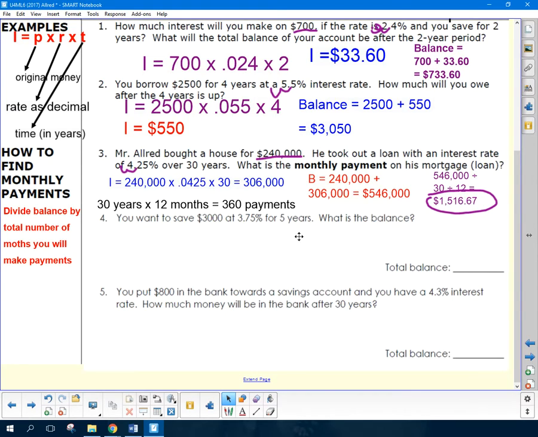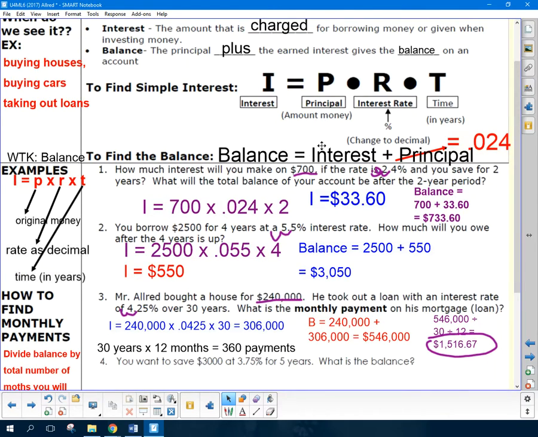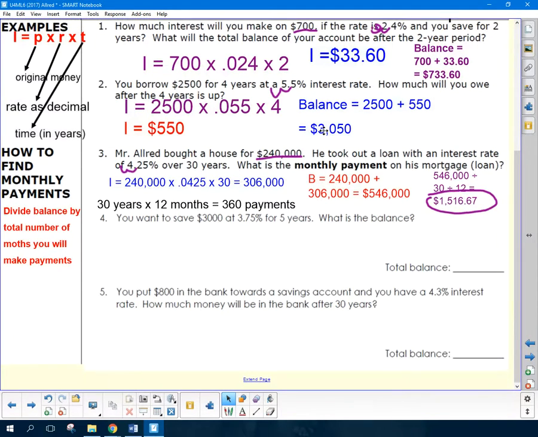That's how you find simple interest on a loan or an investment. You take that formula, I equals P R T, where P is the principal, R is rate, T is time, multiply it all together. That tells you the interest. To find the balance, you might have to add it back. To find the monthly payment, you might have to do some division. So there you go. I did some notes for you.